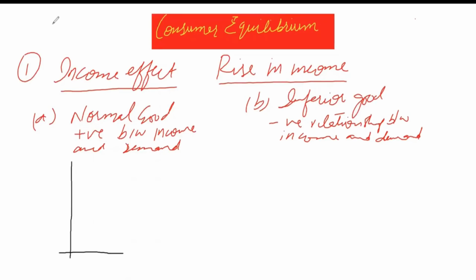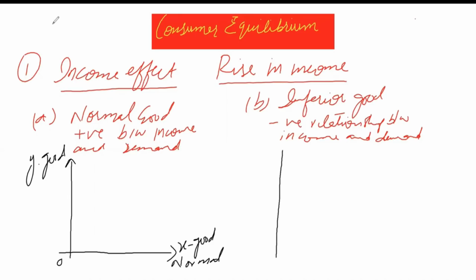Now let's see how these effects can be shown with the help of budget line and indifference curve by changing consumer equilibrium. So in this figure, on x-axis we are considering normal good, and in the second graph, right hand side graph, x good is considered as inferior good. So if there is rise in income, we can see clearly how consumer equilibrium will change.